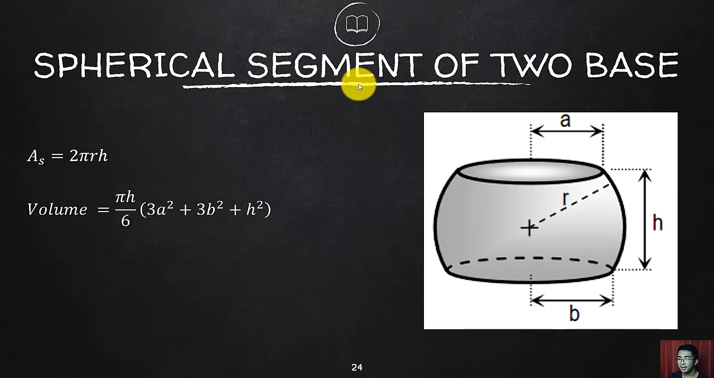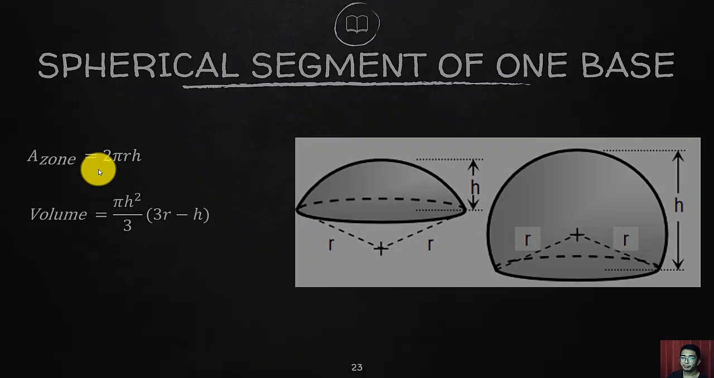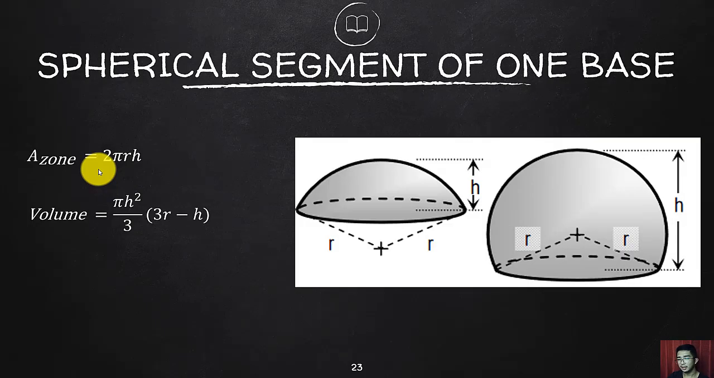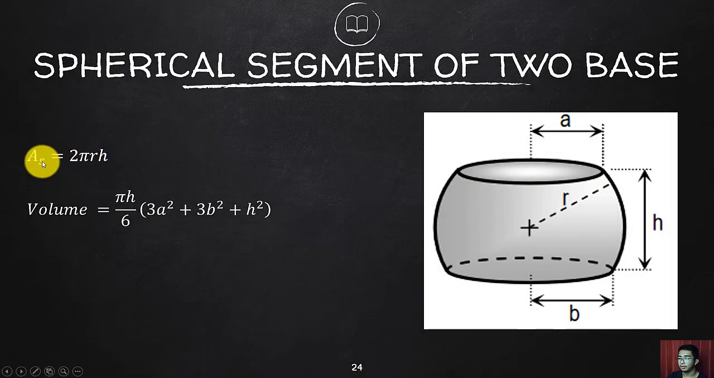So if you have two bases, the formula for the area of the zone stays the same. So 2 pi r h. So this is the zone, or the surface around it, 2 pi r h. But the volume changes. a being the radius of one base, b being the radius of the other base. Okay, and that's it for your spheres.